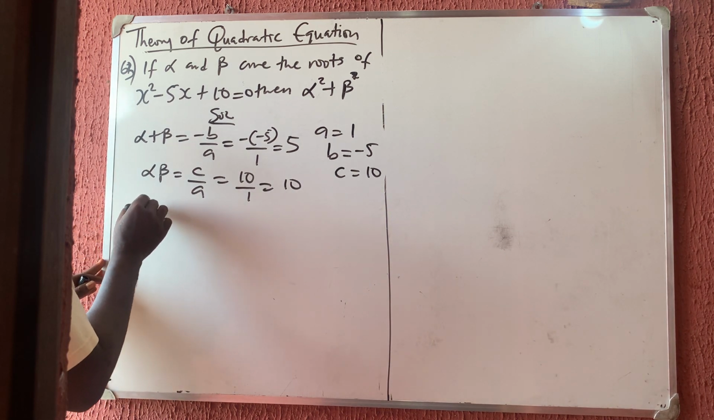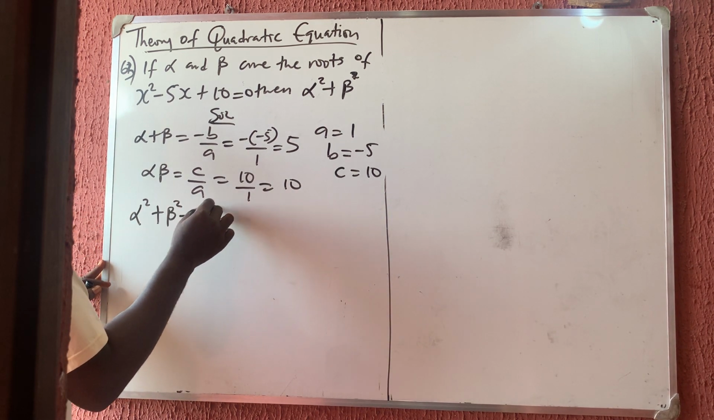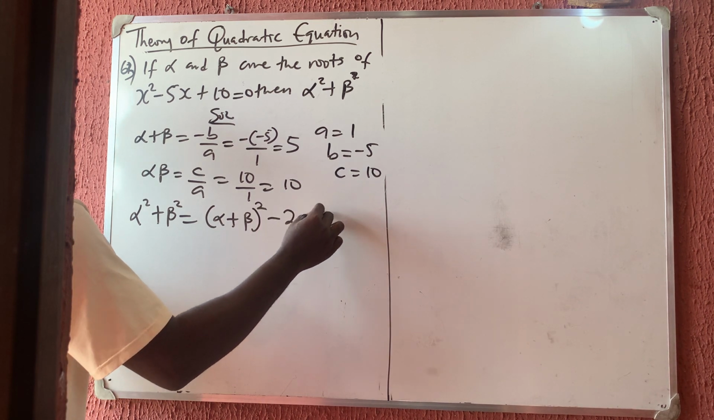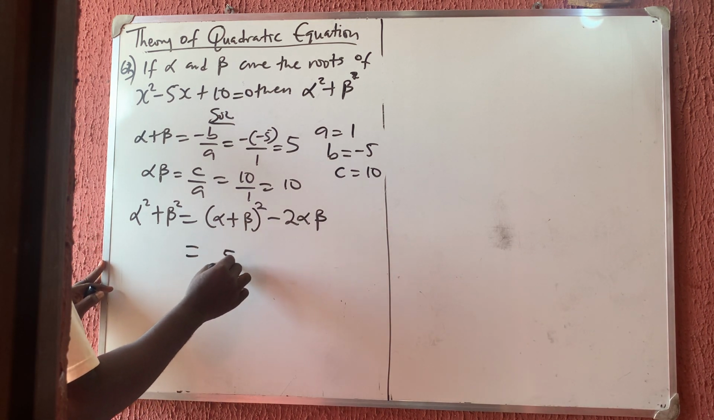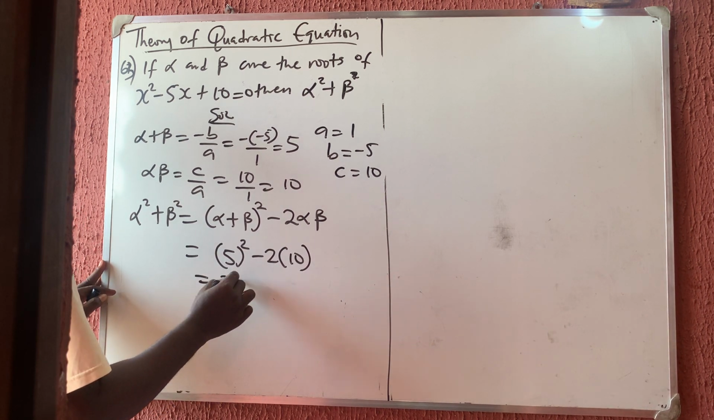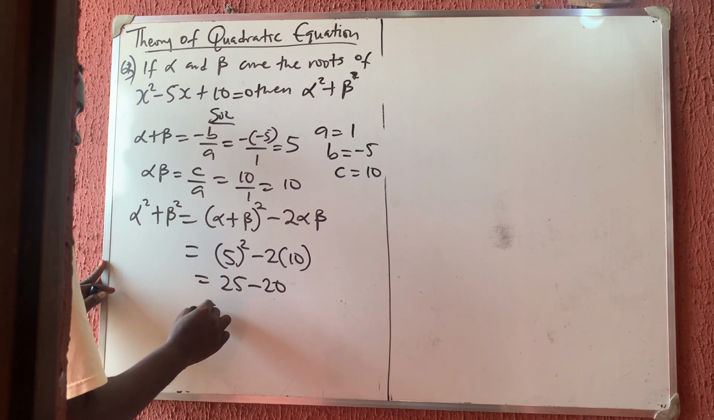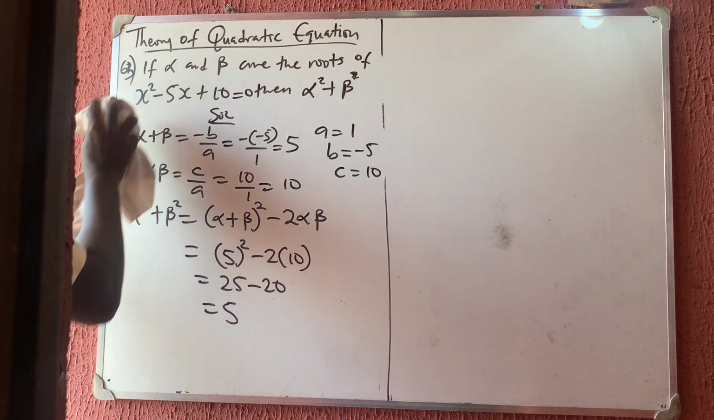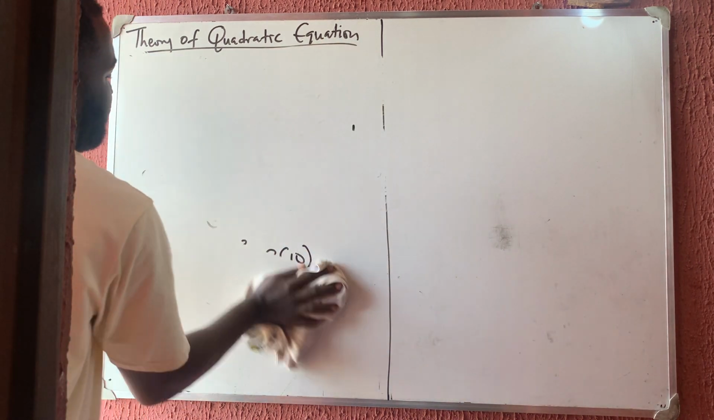So my alpha squared plus beta squared, the formula is alpha plus beta all squared minus 2 alpha beta. So what do we have? 5 all squared minus 2 into 10. So 25 minus 20, which will give you 5. All right? Very simple. We move to question number 64.